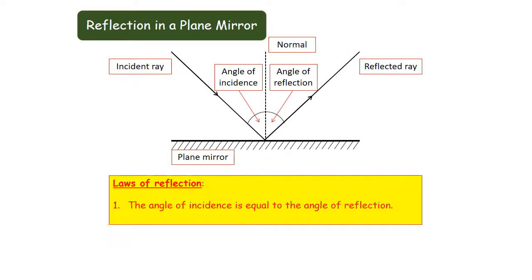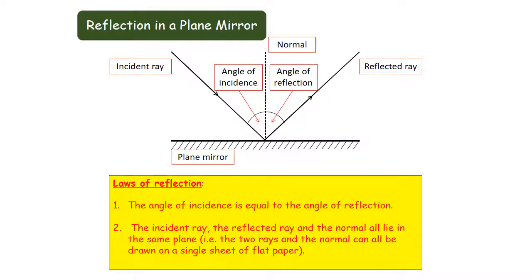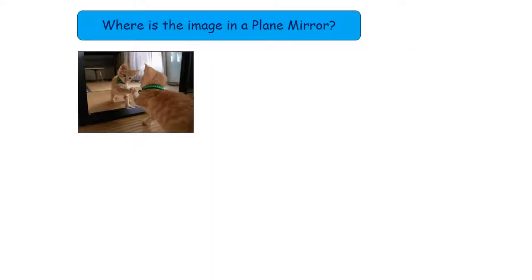The law of reflection, therefore, is that the angle of incidence will always equal the angle of reflection. And the incident ray, the reflected ray and the normal all lie in the same plane. So basically you can draw it all on a flat sheet of paper. So, where does the image form in a plane mirror?